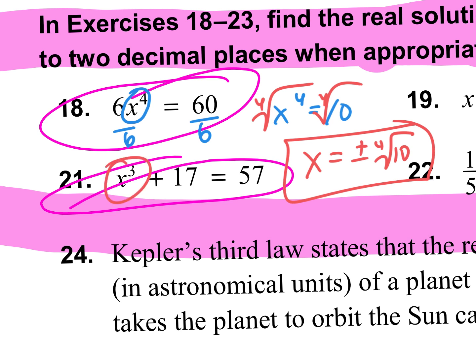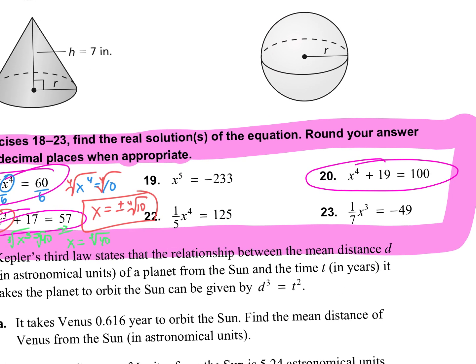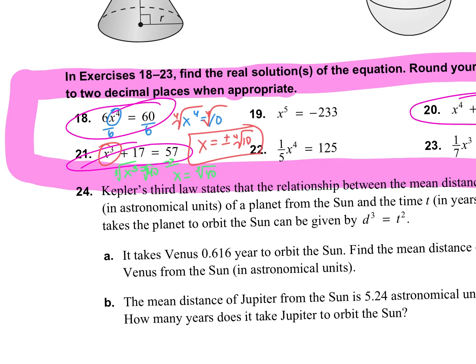What about here? X cubed. What am I doing? I have x cubed equals, if I minus 17 here, what do I get? 40, okay. Again, we're in the same situation. Do we know what number times itself 3 times gives us 40? No. But if I take the cube root here, I get x equals, do I have to put a plus or minus? No, because it's an odd root. Good. Very good. That's basically the same thing.